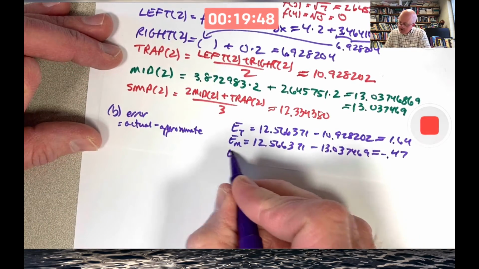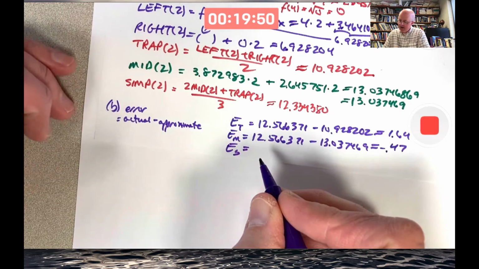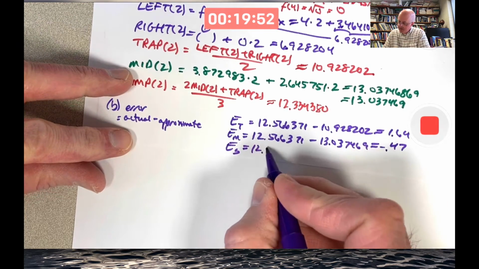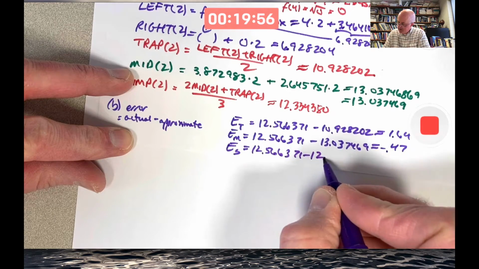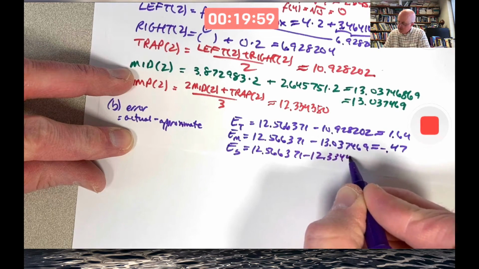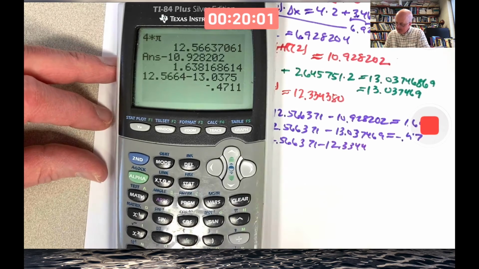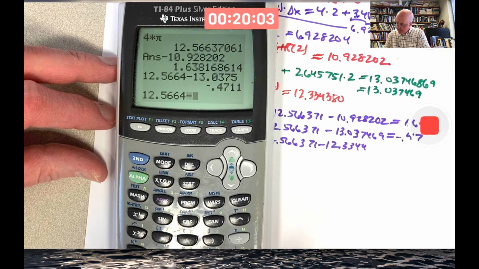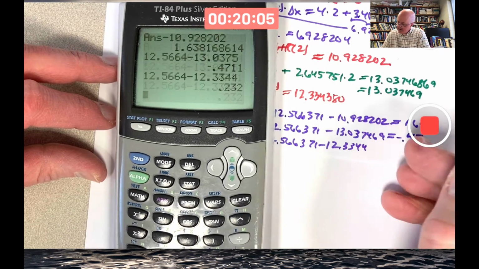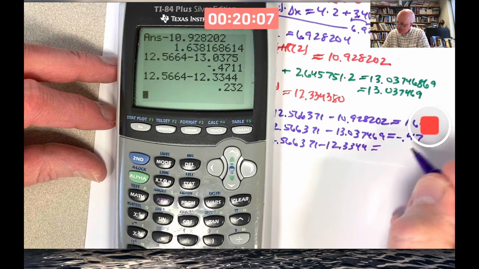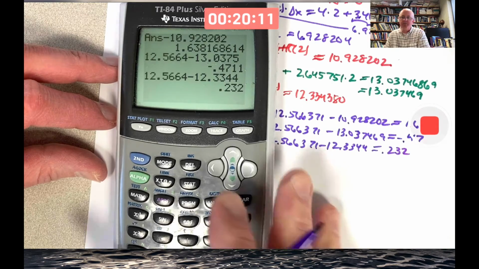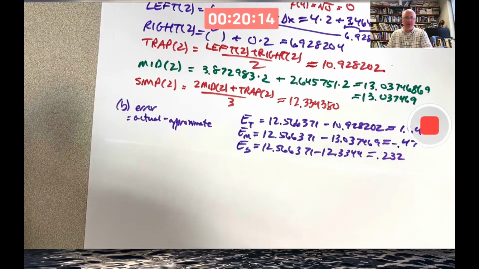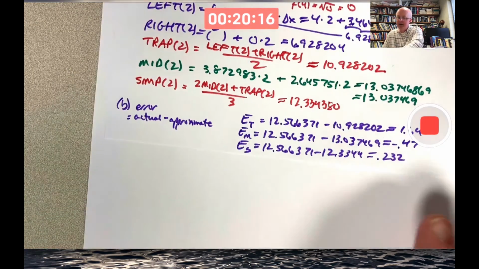And then finally the error in Simpson's rule, the actual value 12.566371 minus the number that comes from Simpson's rule, 12.3344, say. I'm worried that I made a mistake because that midpoint rule did so much better than the trapezoid rule. Hopefully I did not. I'll make a note on the video if I did. All right, on to the next problem.